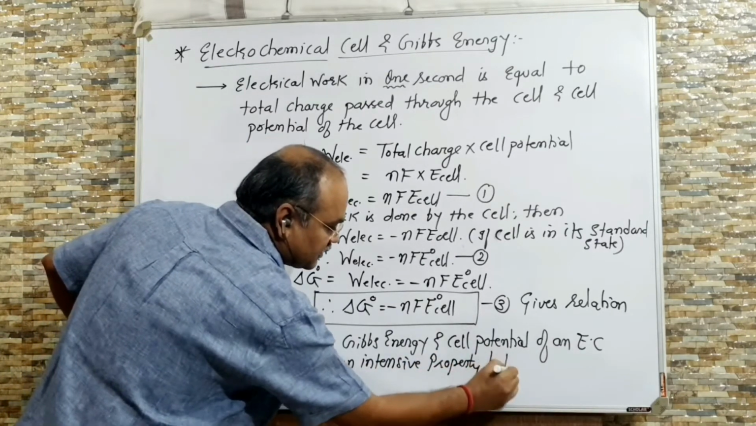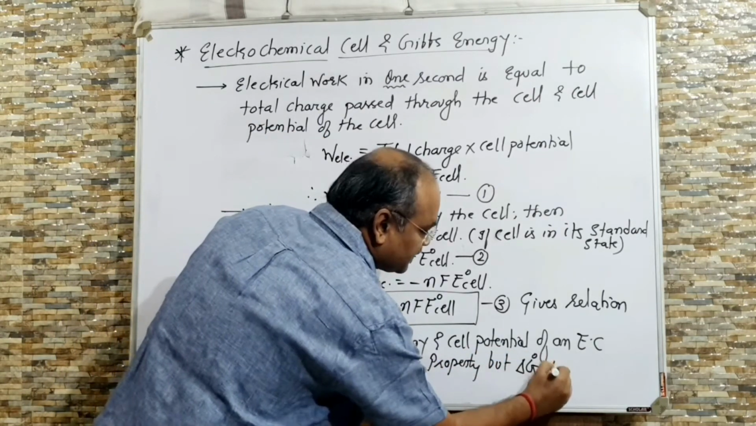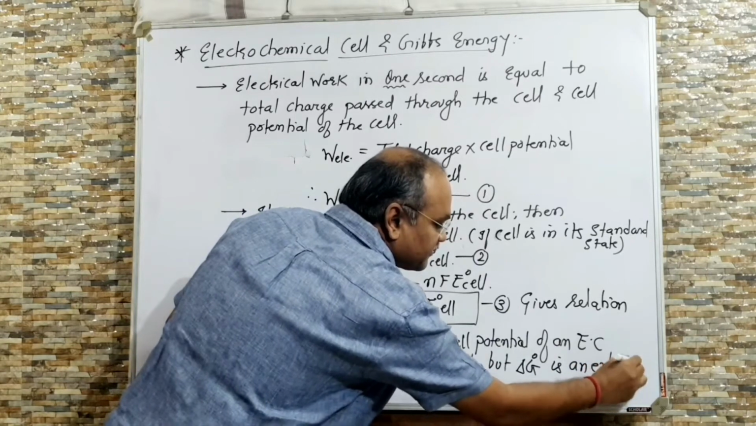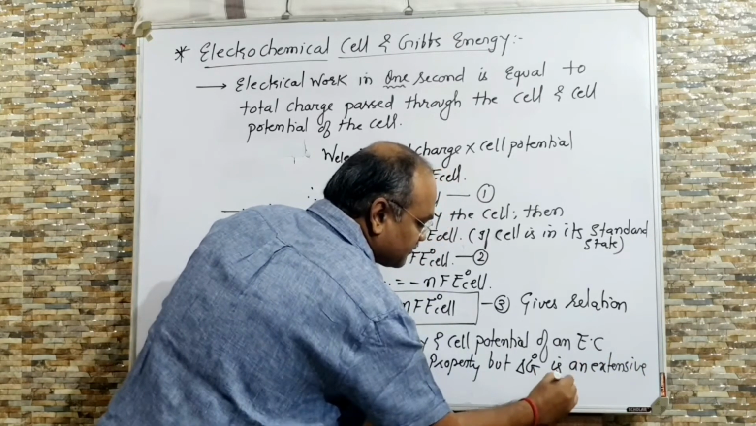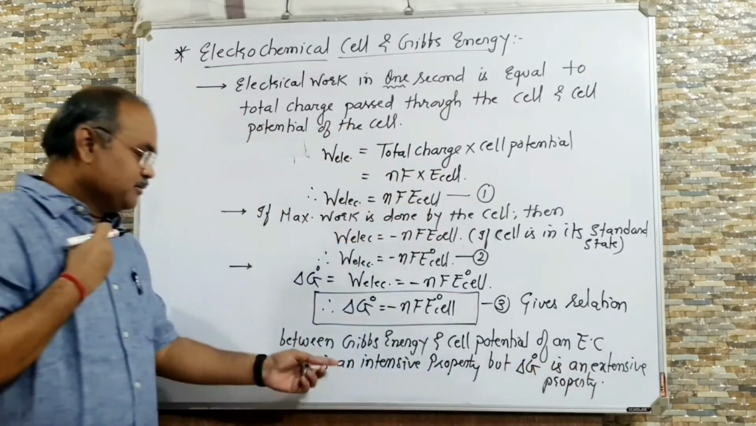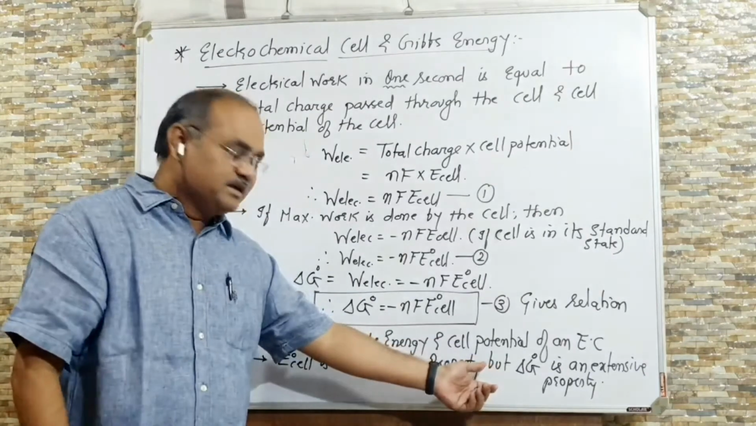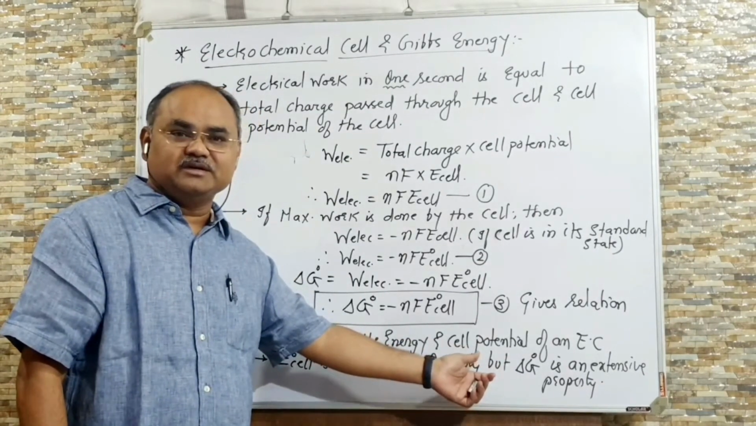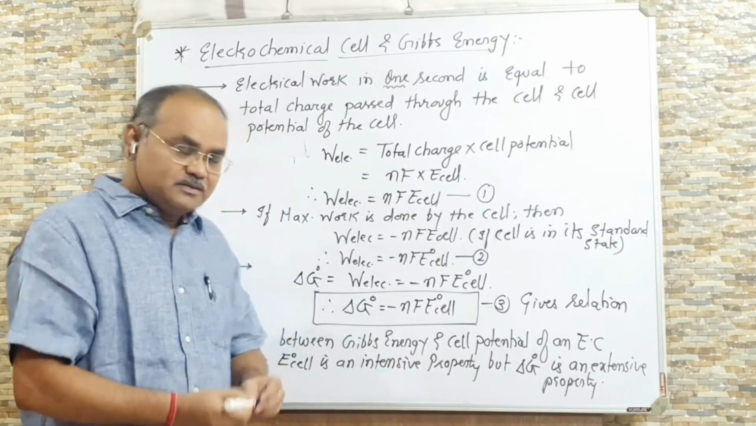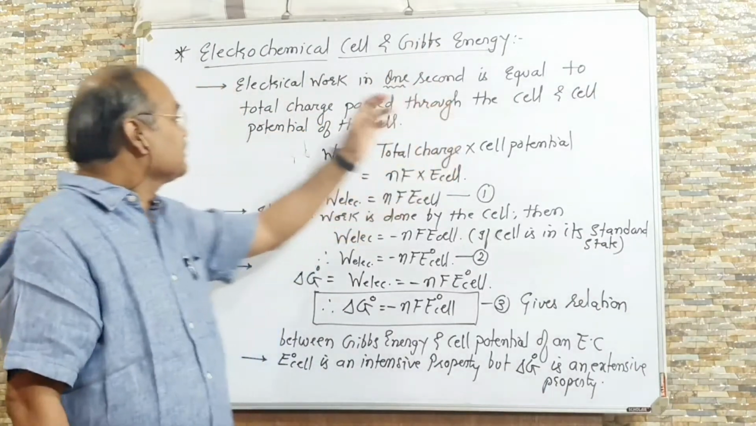But delta G0 is an extensive property. So this is very much important, because based on these intensive and extensive properties, they are asking the application questions in your competitive examination. They can ask you in your board exam also. So this was about electrochemical cell and Gibbs free energy.